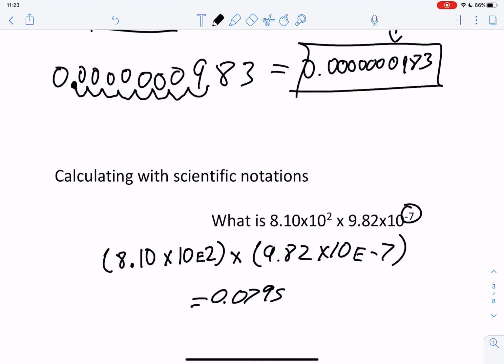All right, we have 3 sig figs in both. So our answer is going to be 3 sig figs. We could also rewrite this in scientific notation, right? So instead of 0.0795, we could say it moves over 2 spots. It could be 7.95 times 10 to the negative 2. Right, these are the same numbers.